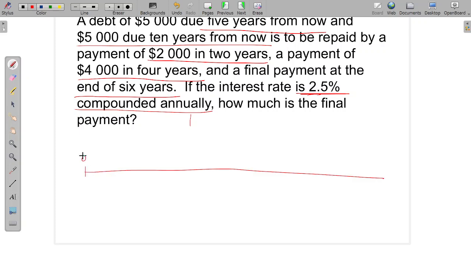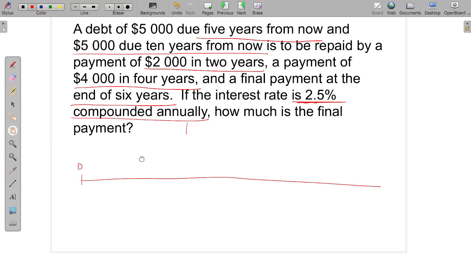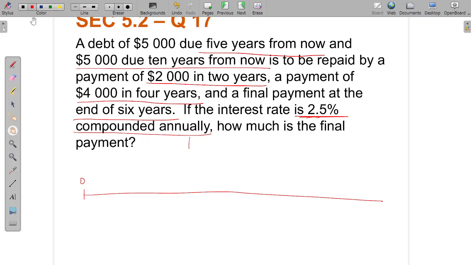We have 0, the highest one is 5 years and 10 years. So we have 10 years. So we have 1, 2, 3, 4, 5, 6, 7, 8, 9. Okay, this is 9. This is 8. Please ensure that you label properly. This is 5, this is 4, this is 3, this is 2, this is 1.